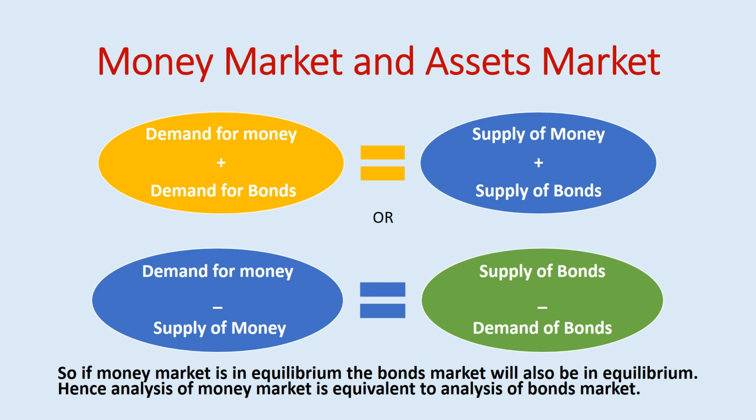So if demand for money is exactly equal to supply of money, that means the money market is in equilibrium, and you will have the left hand side being 0, which implies that even the non-money financial assets market is in equilibrium. That means supply of bonds is equal to demand for bonds. Therefore, when the money market is in equilibrium, the non-money financial assets market also is in equilibrium. So when I am taking the money market into analysis, simultaneously I am also analyzing the bonds market, right? If the money market is in equilibrium, the bonds market will also be in equilibrium. Hence, analysis of the money market is equivalent to analysis of the bonds market.